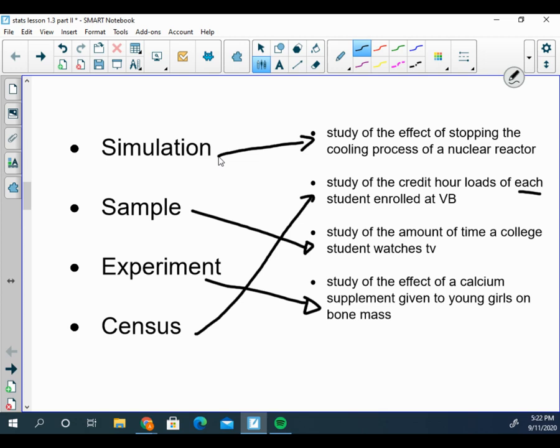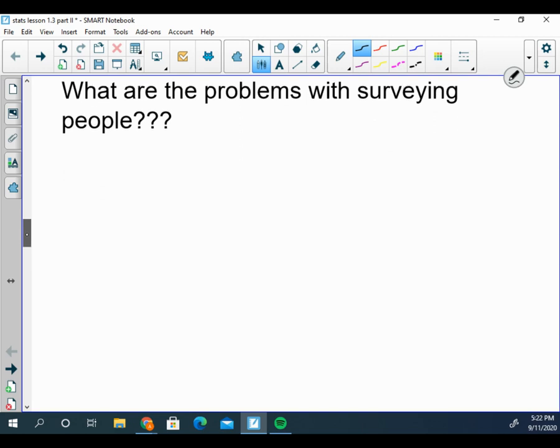Running an experiment, though, again, probably not going to use every young girl that's ever existed. There will be some sort of sampling here, but we definitely want to run the experiment if we're going to study this effect. We want to do it scientifically and be accurate. It's not something you could accomplish with a survey. So hopefully you got those right. If you do have questions on those, obviously let me know. I will be happy to help you.